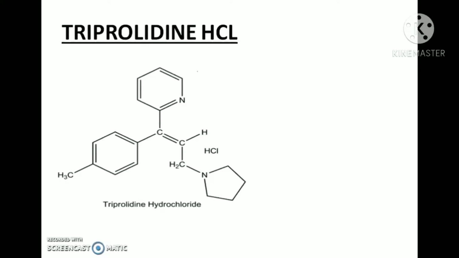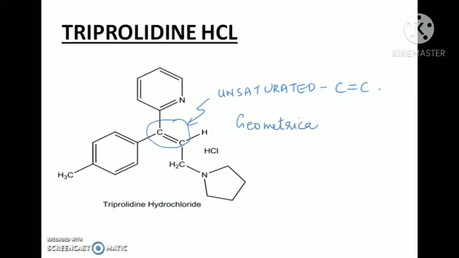Now the next propylamine derivative is triprolidine hydrochloride. You can see the unsaturated carbon atom. Here the sp2 carbon atom is the connecting atom, so you have a carbon-carbon double bond. Whenever there is an unsaturation, geometrical isomerism is possible, and the trans form of triprolidine is the active one. In the trans form, the pyridine group and the pyrrolidine group are opposite, or trans, to each other, and this trans configuration is essential for the antihistaminic activity.